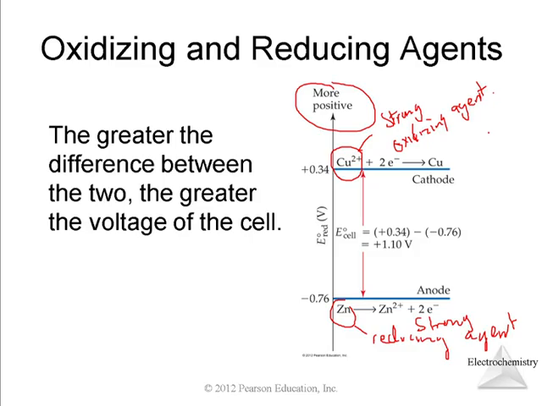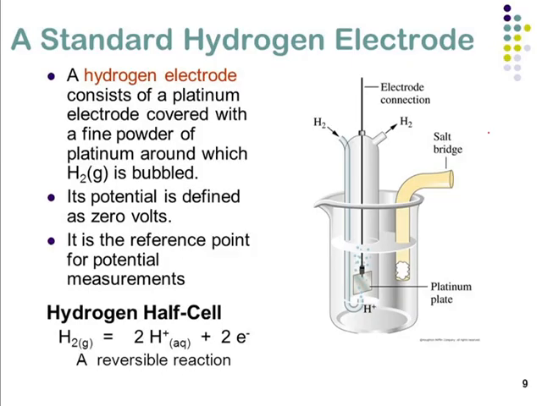Let's understand what an SHE is and how it works. This is abbreviated as SHE, meaning standard hydrogen electrode. A hydrogen electrode consists of a platinum plate with fine powdered platinum, around which hydrogen gas is bubbled. So you have a tube here, it goes there, then you bubble the hydrogen on this. Then its potential is defined as 0 volts. So the E0 for SHE is normally 0. It is used as a reference point in most of the calculations.